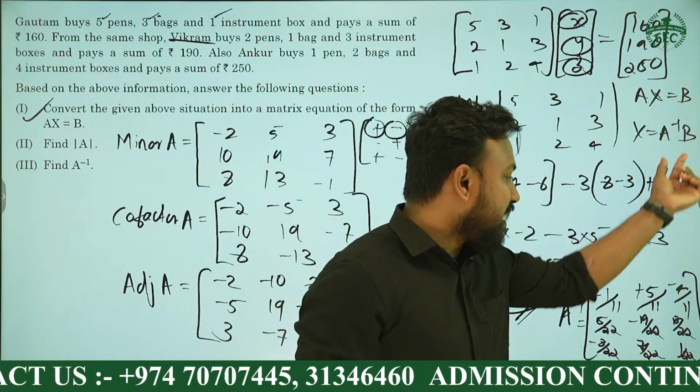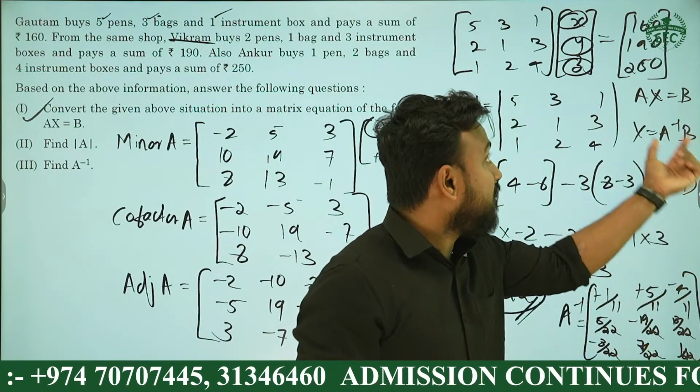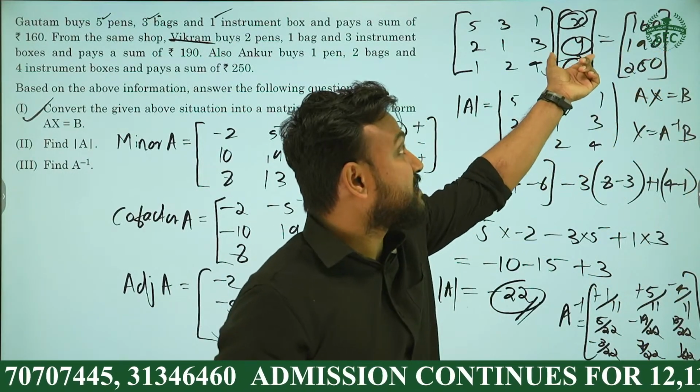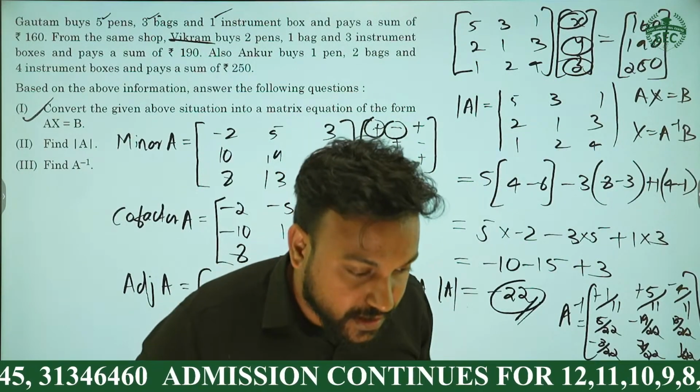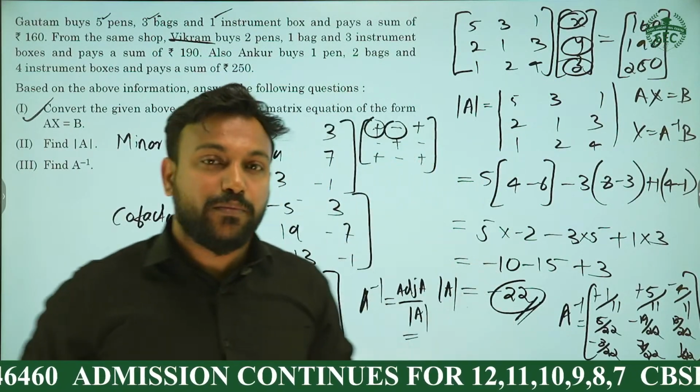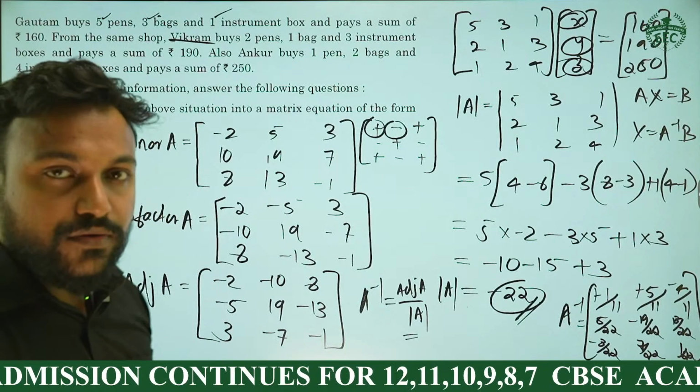So if you multiply this A inverse with B, you will get what? You will get the x, y and z. It will be a column matrix. Okay, right? Shall we move to the next question? Are there any doubts? All good?